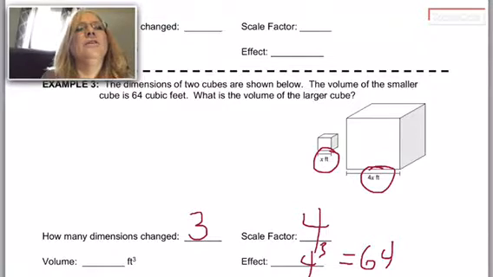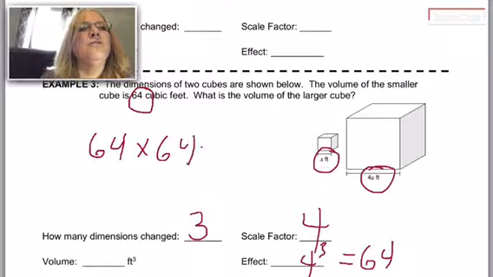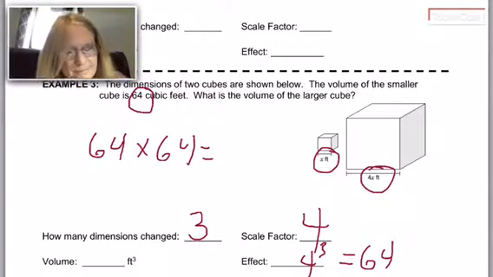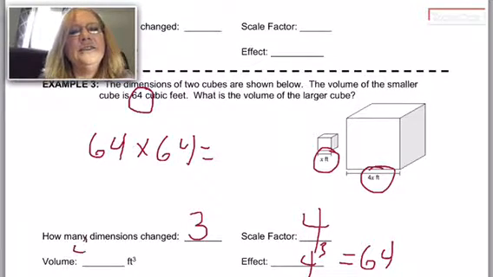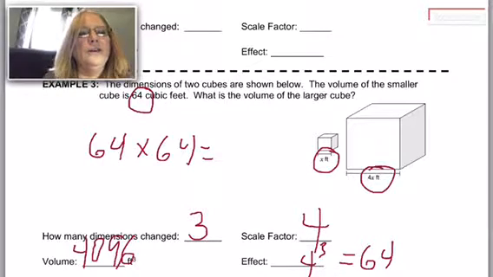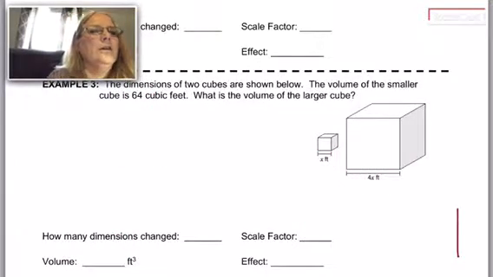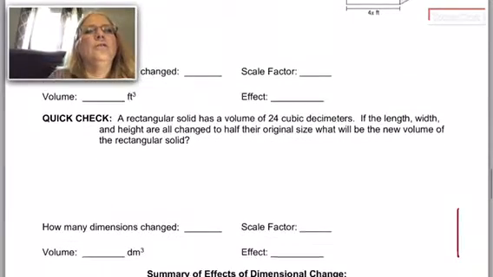So we would begin with the smaller volume, 64, and multiply that times 64. And we get 4,096 cubic feet. Okay, kind of running short on time.